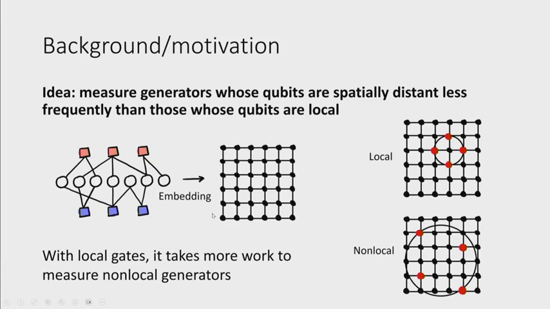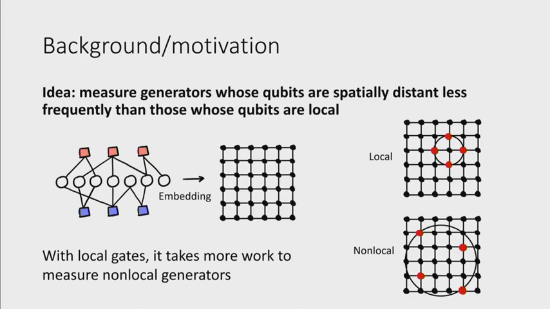So for many architectures, again, focusing on superconducting, perhaps, we're going to lay out the qubits on our device in a 2D grid. So we would like to embed our quantum code onto the grid. Now, when we do this, there's going to be some generators whose qubits are close together, and we're going to deem these generators local. And there's going to be some generators whose qubits end up far apart on the grid, and these generators are non-local. Now, if we only have access to local gates, it's going to take more work to measure these non-local generators. And the reason for that is we have to physically move the qubits involved in this check together, and then we perform our syndrome measurement, and we can do the readout and decoding and all that.